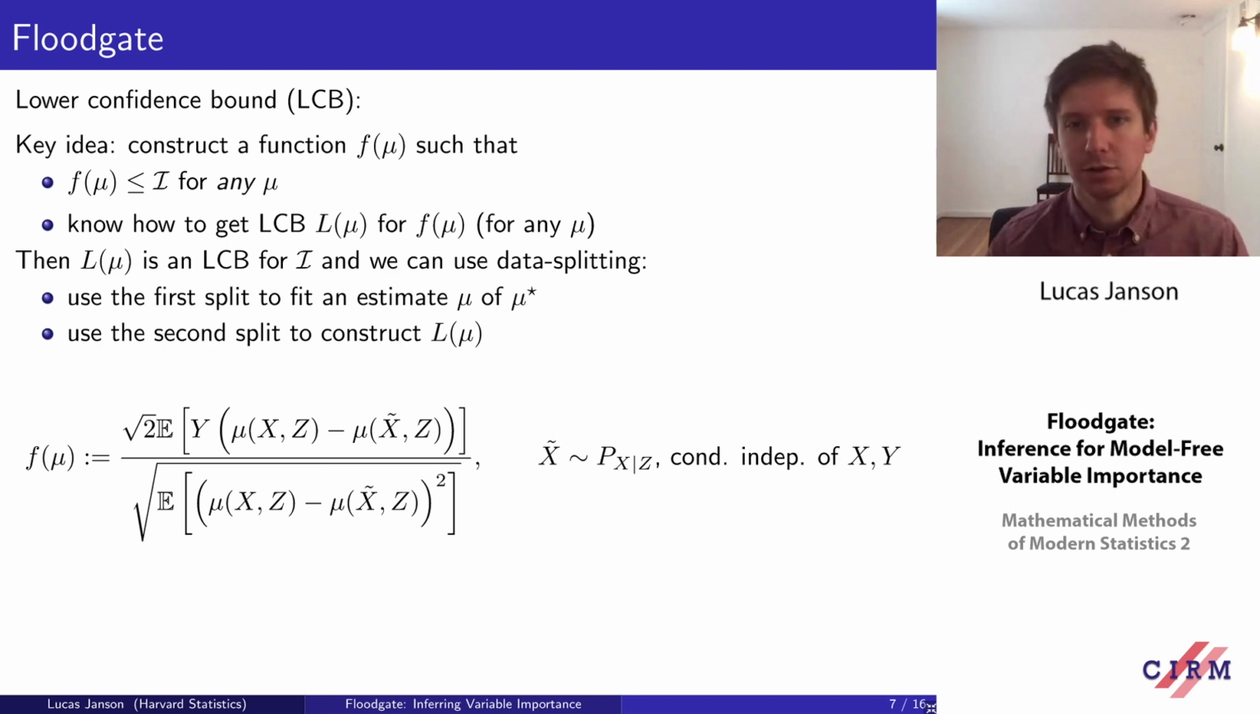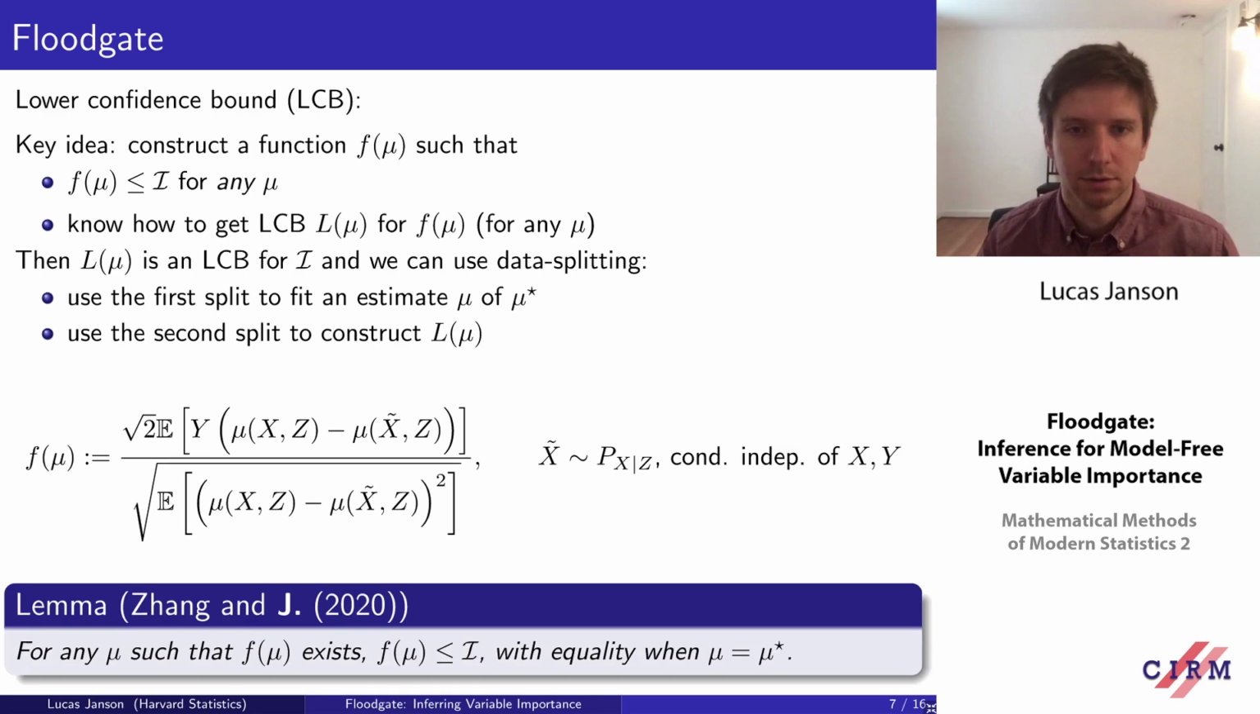Beyond that, the functional form is not super intuitive to me, but the most important property of it is that we can satisfy this first property of lower bounding the minimum mean squared error gap. And indeed, we were able to prove that this is exactly true. So for any mu that you plug into F, it's going to be a lower bound for I. And importantly, in order to get tight confidence intervals, we have equality when mu equals mu star. So if you do a really good job and pick mu equal to mu star, f of mu is going to be exactly equal to I.